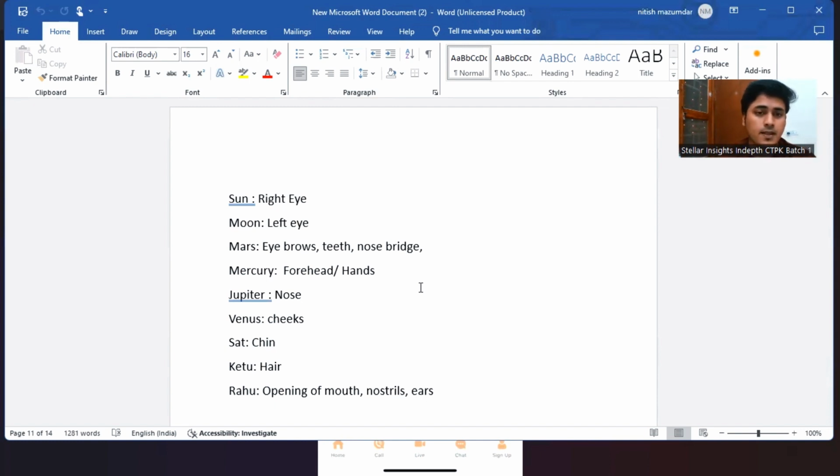Sun is right eye, Moon is left eye, Mars is eyebrows, teeth, and nose bridge. Mercury is forehead and hands. This forehead, as we say, is intelligence, buddhi is here, so remember the forehead like this. Nose is Jupiter. Why is Jupiter the nose? Jupiter is prana, the air in a living being, the karaka of life. He is the karaka of the nose because through it we breathe.